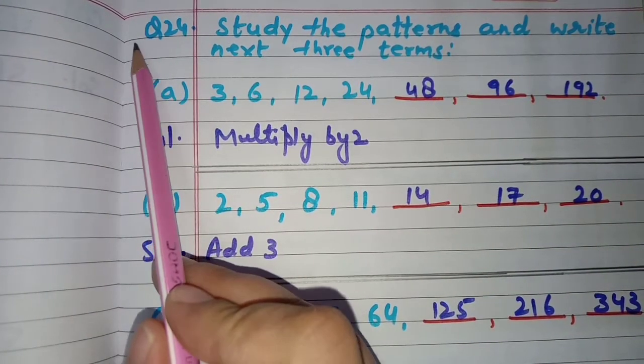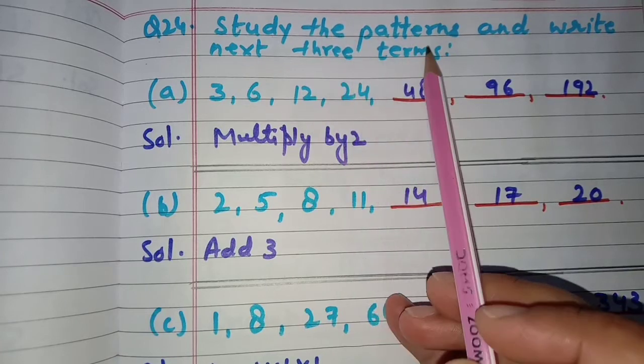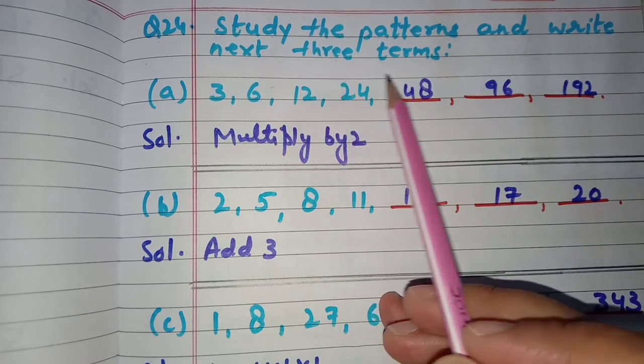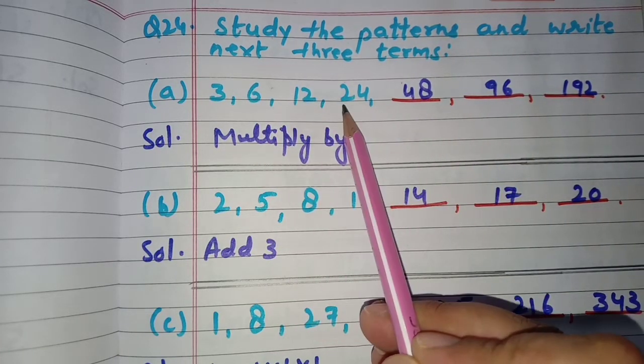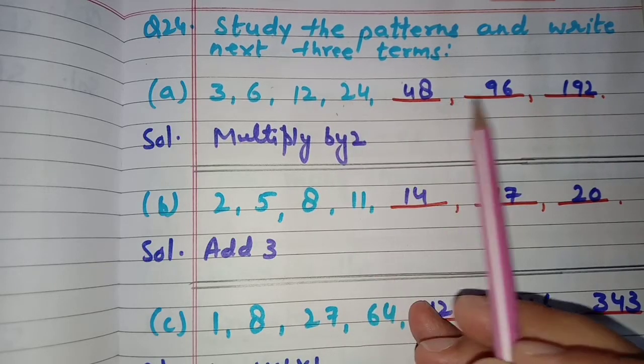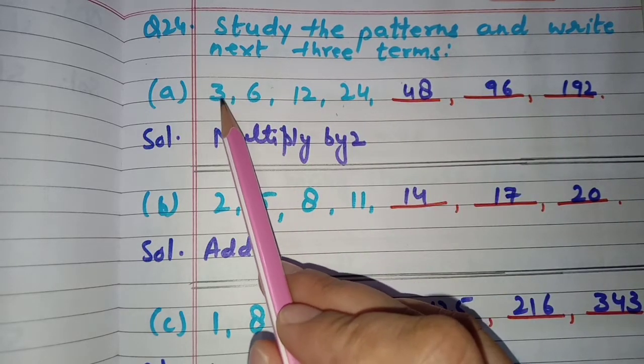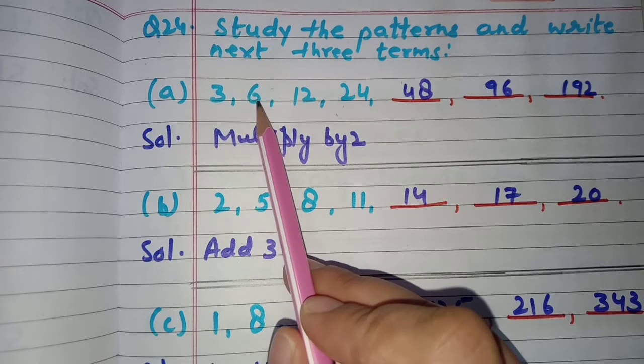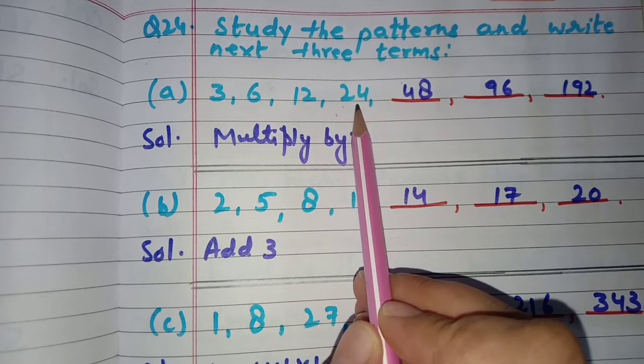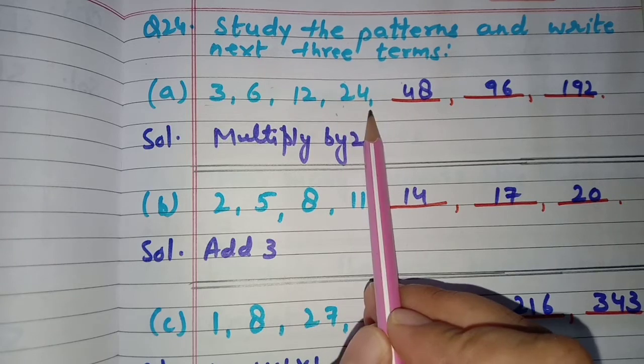Now next is question number 24. Study the patterns and write next 3 terms. Now here we need to study the pattern and then we have to write the next 3 terms. So here first number is 3, then it is 6, then 12, then 24. Now how have these numbers been written?